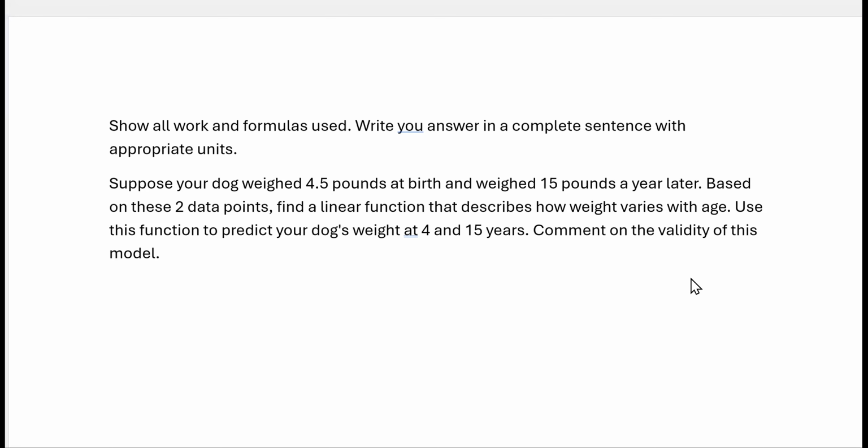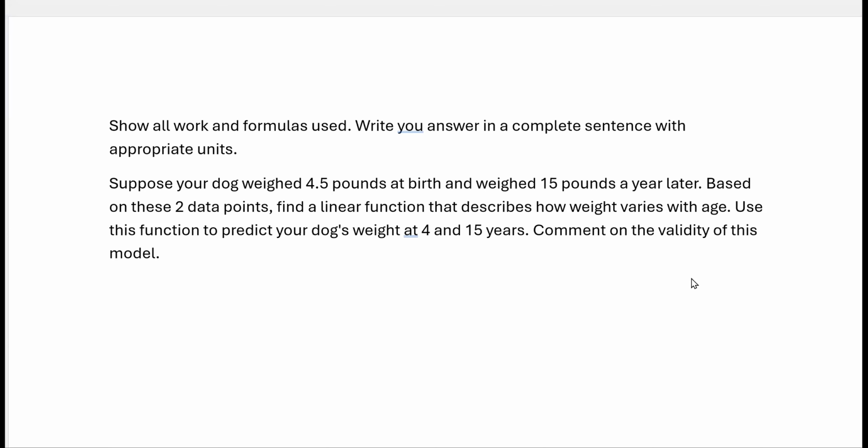Suppose your dog weighed 4.5 pounds at birth and weighed 15 pounds a year later. Based on these two data points, find a linear function that describes how weight varies with age. Use this function to predict your dog's weight at 4 and 15 years. Comment on the validity of this model.